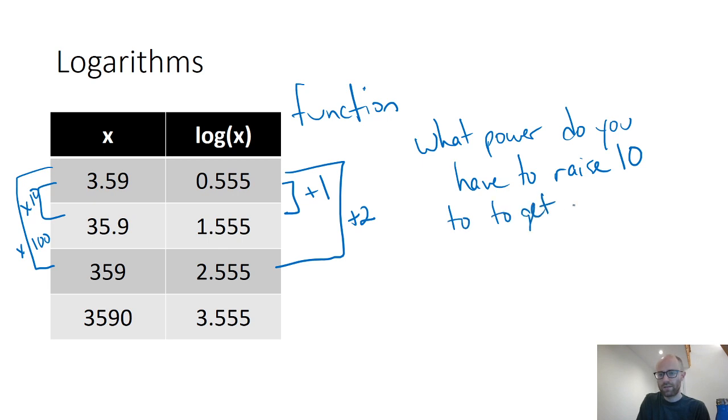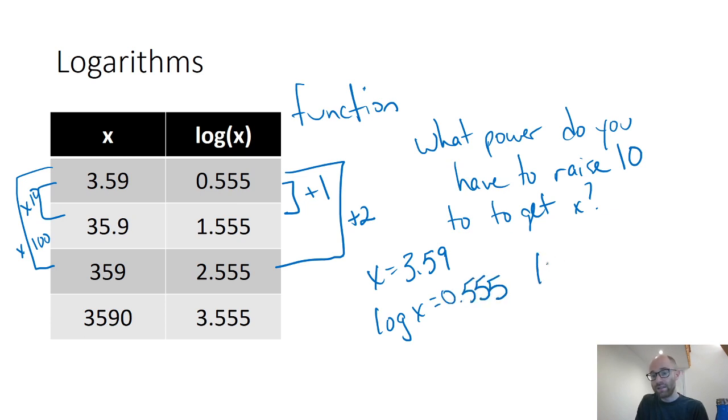get x? In other words, x equals 3.59, log of x equals 0.555. That means 10 to the 0.555 power equals 3.59. It's just another way of writing this exponent in a way where you're kind of starting with the answer instead of starting with the exponent. I don't need to get any more into it than that.